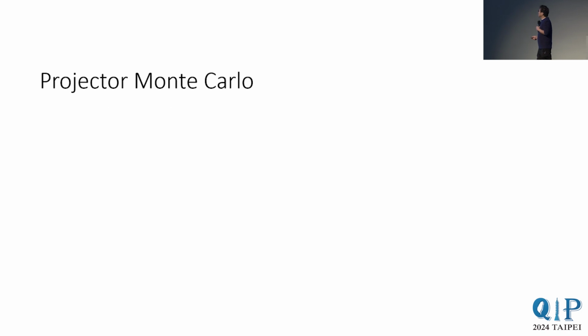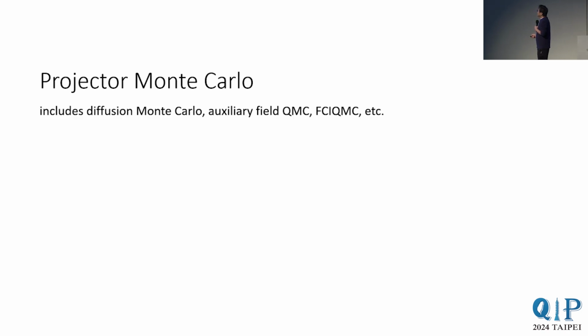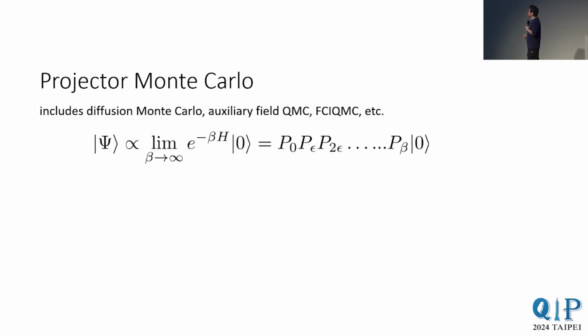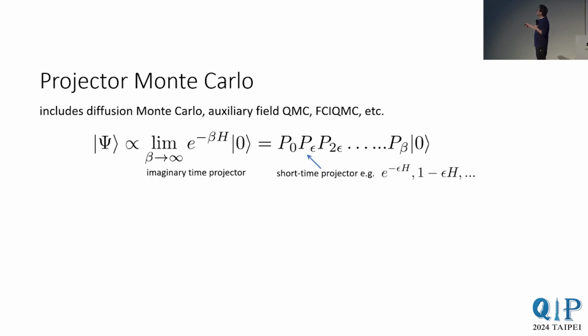The second common type of Monte Carlo is projector Monte Carlo. And there are many things that fall in this category. The basic idea here is that you're really sampling an imaginary time path integral, in a sense. So what you're doing is you're saying, let's take the wave function as the limit of imaginary time projection on an initial state. So if you do e to the minus beta H and take the limit of large beta, this will project any initial state to the ground state. And you think of this projection process as occurring in many tiny steps. So you project for many short times, and so it's a product of many short time projectors.